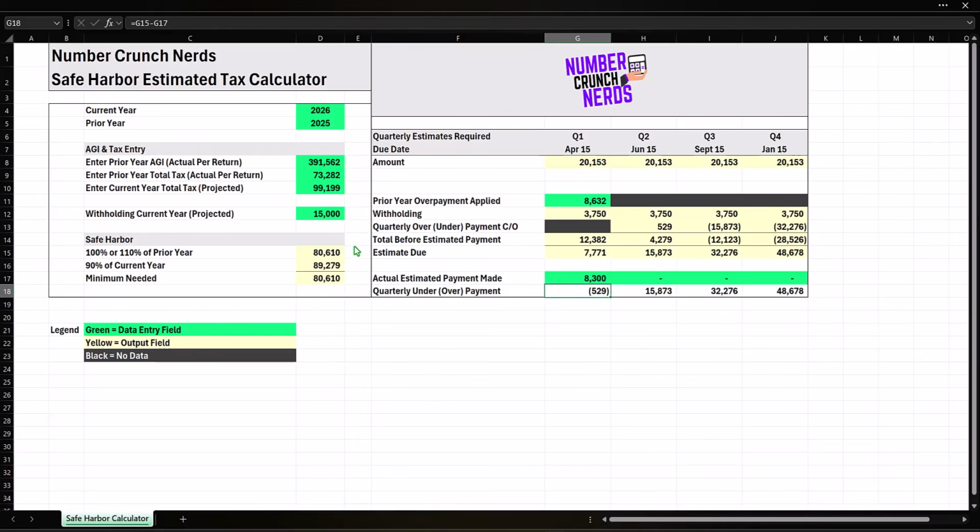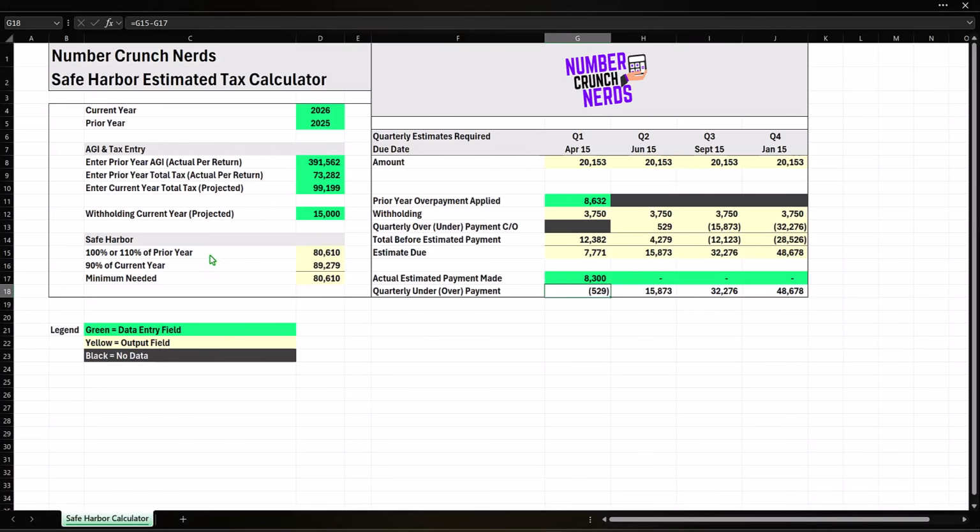Certainly those folks inside of the personal tax planning template program should have. But if you're new to the channel, if you're new to the program, what I want you to notice right here is that the safe harbor is based on the minimum of 2 numbers. The first number is 100% or 110% of the prior year's tax. In this case, the prior year's tax is $73,282.